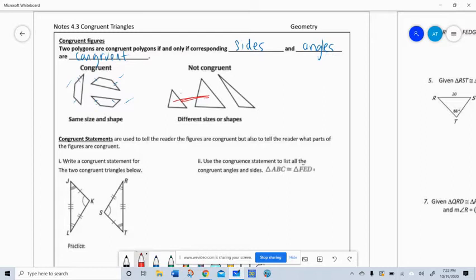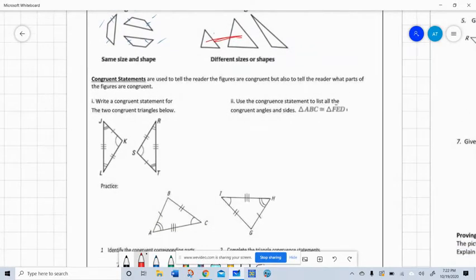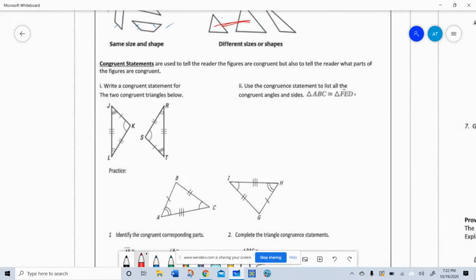Now, if two shapes are congruent, then we can say that all of their sides and all of their angles are congruent. So for instance, down here, we've got these two triangles, and we know that they are congruent triangles because all of their sides are the same and all of their angles are the same. So we're going to write what's called a congruence statement. The important part of a congruence statement is that the order of your letters matters.